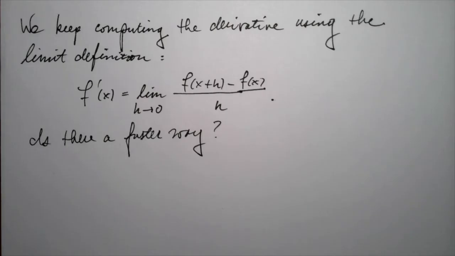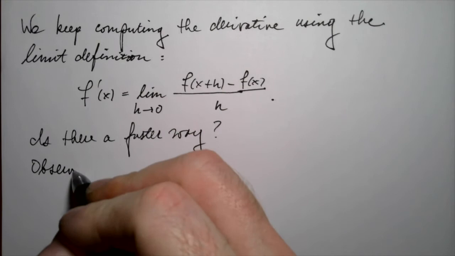That should do it. We keep computing the derivative for all of these different functions using the limit definition. And by that I mean this definition right here. It's the limit of the slope of the secant lines, hence the slope of the tangent line. It's the limit of the average rates of change, hence it's the instantaneous rate of change. And that's great conceptually, but as you've seen, it takes a long time to compute these limits. Is there a faster way?